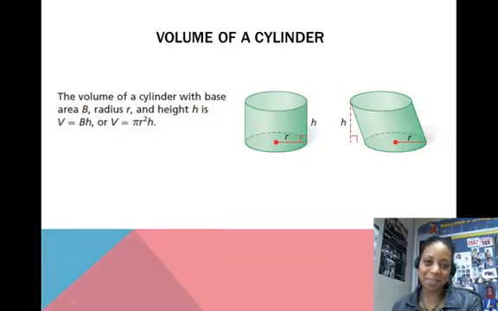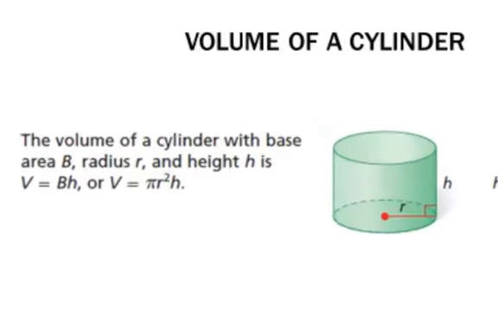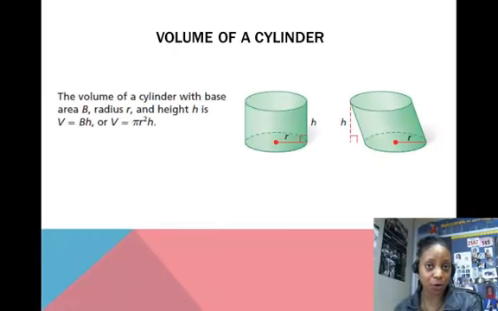All right, so we got volume of a cylinder here, and the volume of the cylinder is actually the same as the volume of a prism. It's the area of the base times the height. But we oftentimes substitute pi r squared in for the area of the base because the base doesn't change. The cylinder's base is always pi r squared, or it's always a circle.